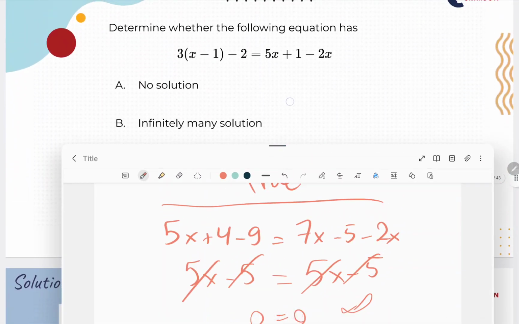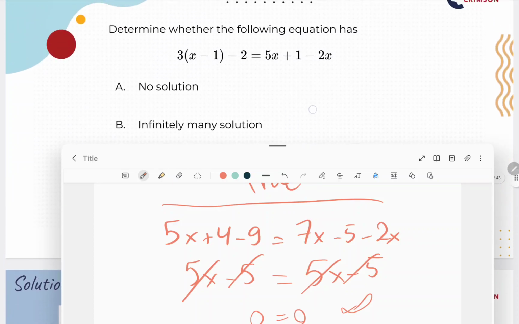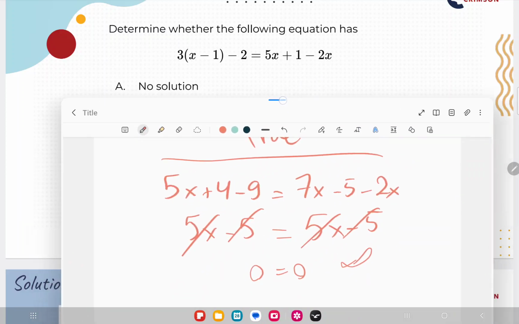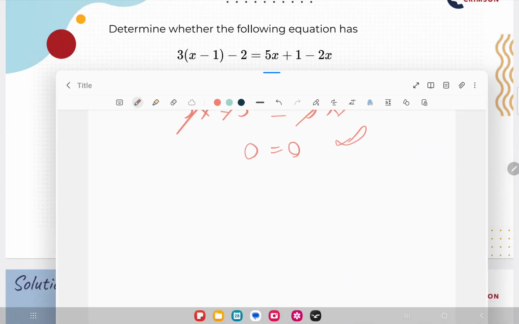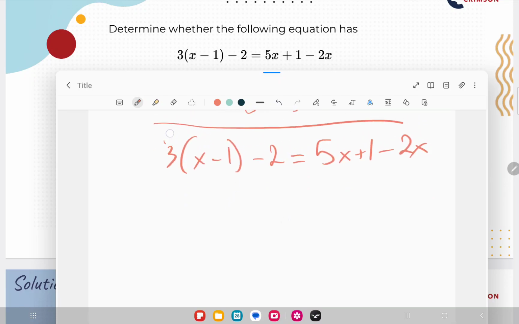Determine whether the following equation has no solution, infinitely many solutions, one solution, or two solutions. So over here, I'm going to go ahead and solve it. 3 times (x minus 1) minus 2 is equal to 5x plus 1 minus 2x. So 3 times x, 3 times minus 1, 3x minus 3 minus 2 is equal to 5x plus 1 minus 2x. Let's solve this one.